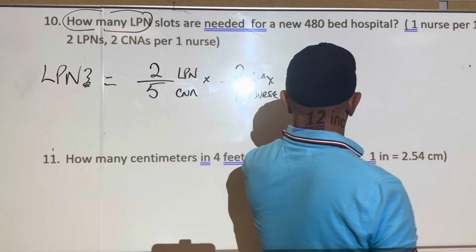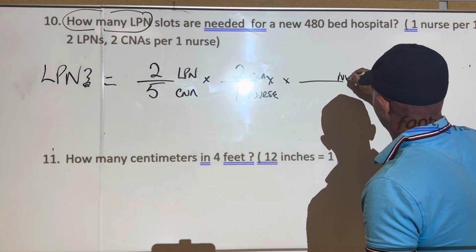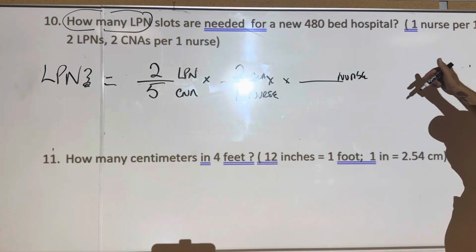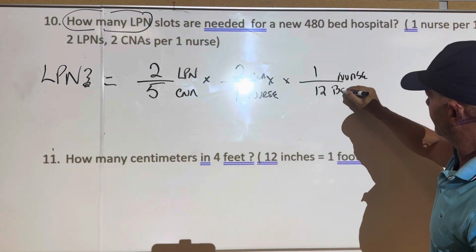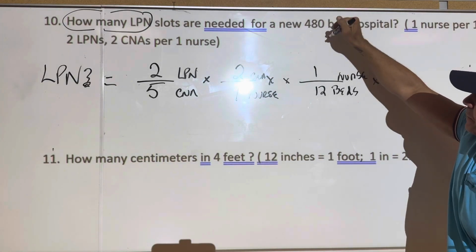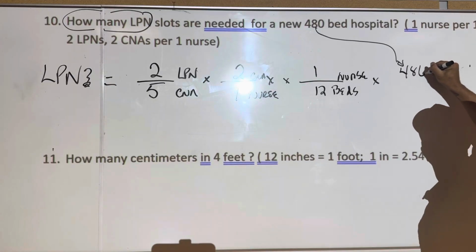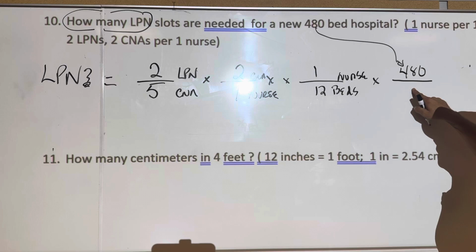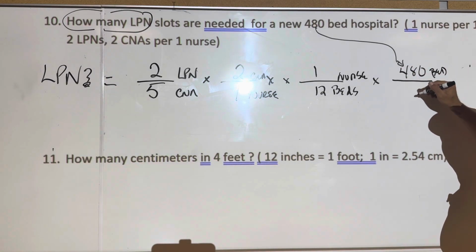Okay, well, now we're going to bring, what do we bring next? Nurse goes where? Here, nurse. 1 nurse per 12 beds. 12 beds. Well, they've given us 480, so that's what goes next. We're looking for how many LPN slots are needed for this 480-bed hospital.